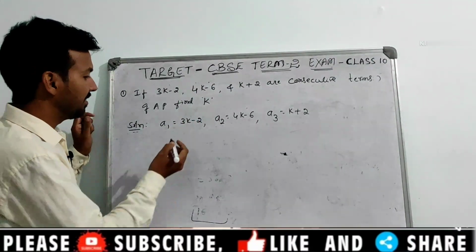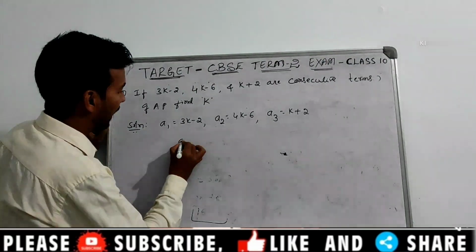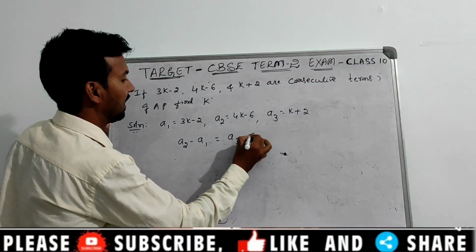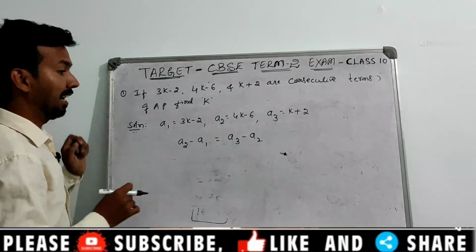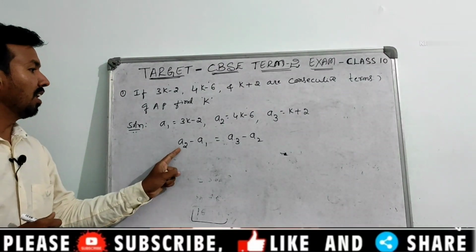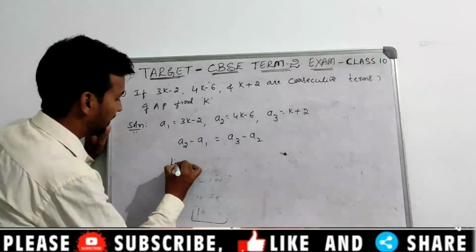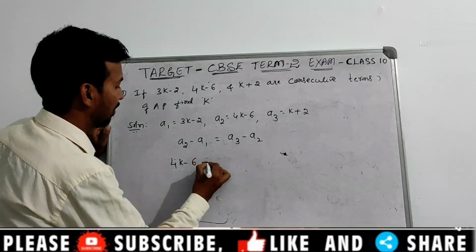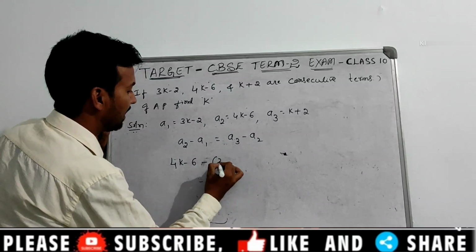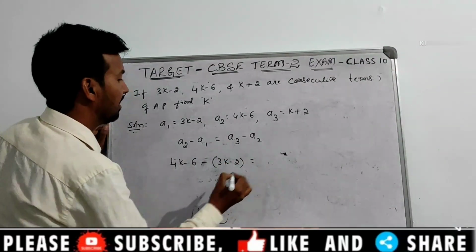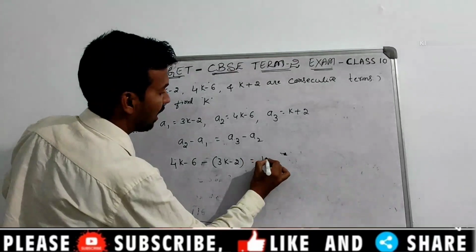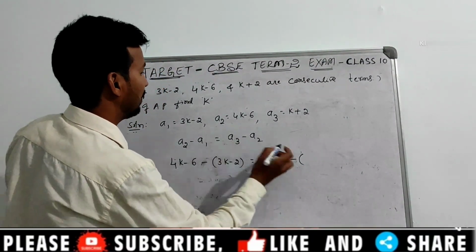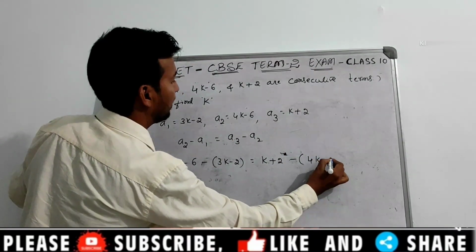What is the meaning of common difference? d is equal to a2 minus a1. We apply a2 minus a1 is equal to a3 minus a2. That is nothing but the common difference, children. Here, what is the value of a2? 4k minus 6. 4k minus 6 minus a1 is how much, children? 3k minus 2 is equal to a3 is how much? k plus 2 minus again a2, which is 4k minus 6, children.